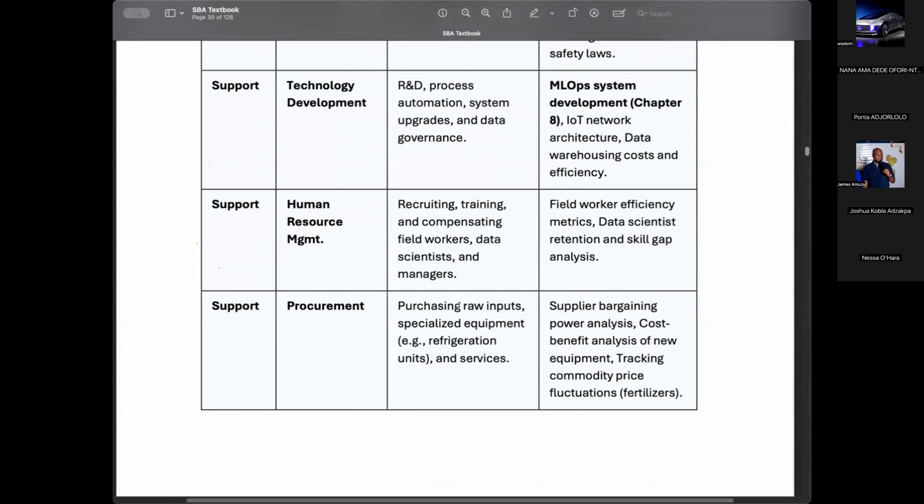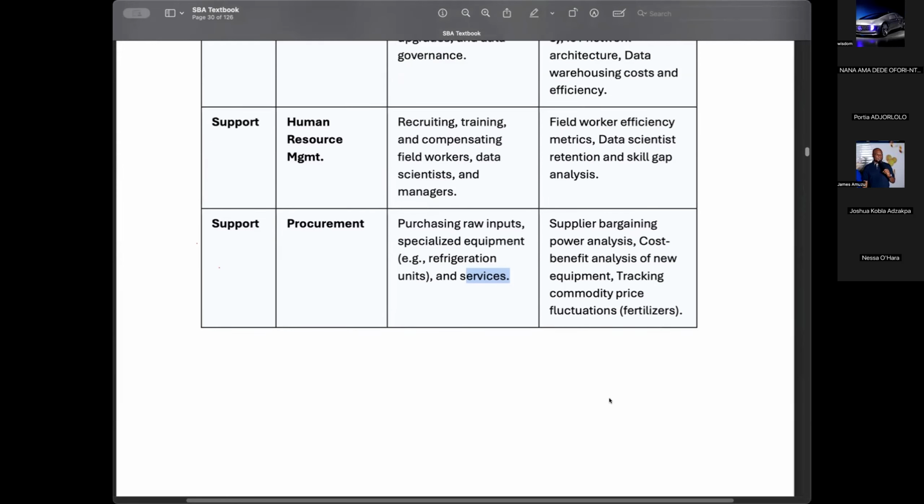For example, procurement, purchasing of raw inputs and specialized equipment, that's what you do so that you can reduce your cost in refrigeration, and then you can also enhance your services. But then it comes back again to bargaining power, the supplier bargaining power. The supplier you are buying the raw inputs from, how much power does he have over you? Number two, your cost benefit analysis. If you have this specialized equipment, what benefit will you gain? And number three, tracking commodity prices, such as fluctuation in prices. So please, I hope you appreciate this one.